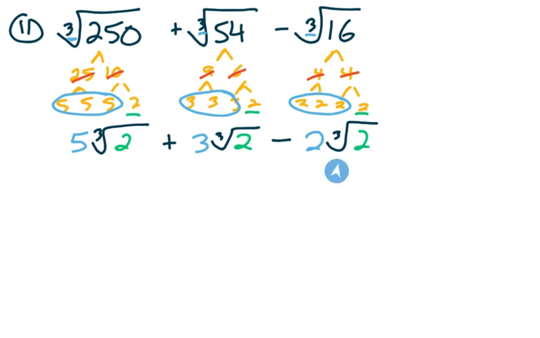Now when I look at these, they are all cube roots of 2. So when we combine them, we're just adding and subtracting the numbers on the outside. So I have 5 cube roots of 2 plus 3 cube roots of 2 minus 2. 5 plus 3 minus 2 is 6 cube roots of 2.